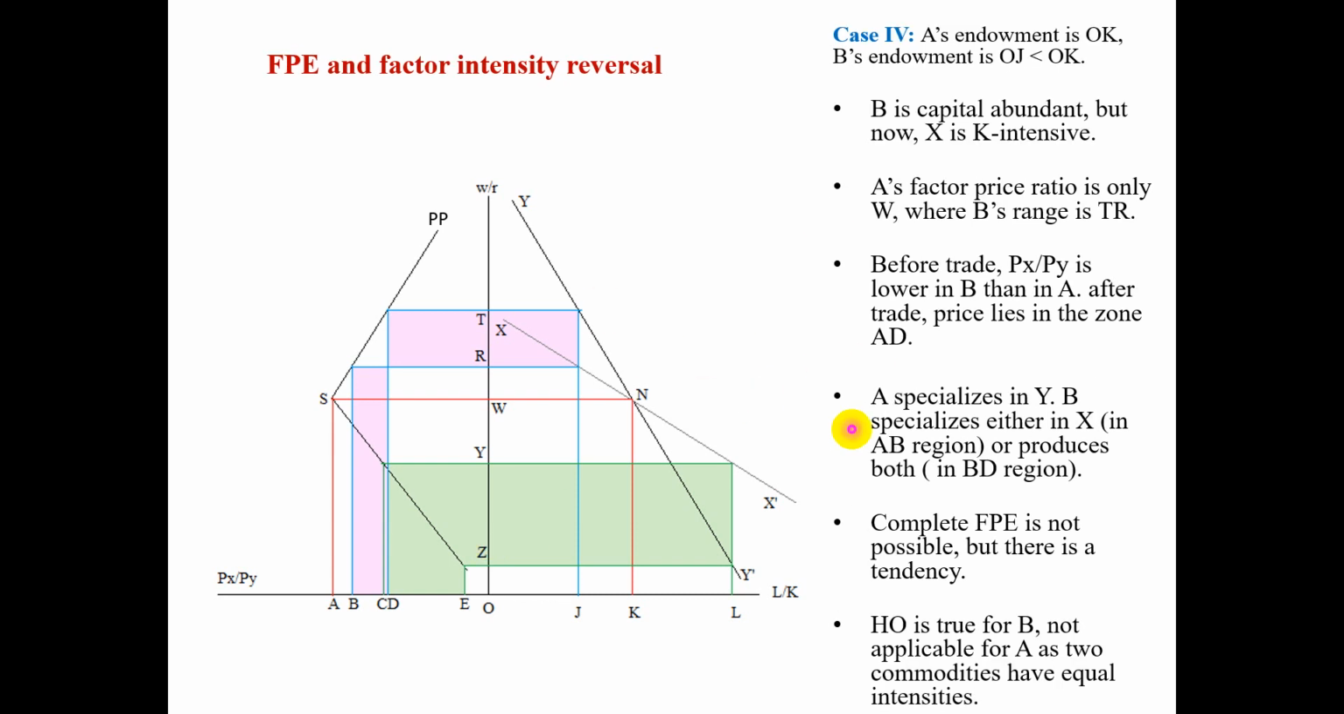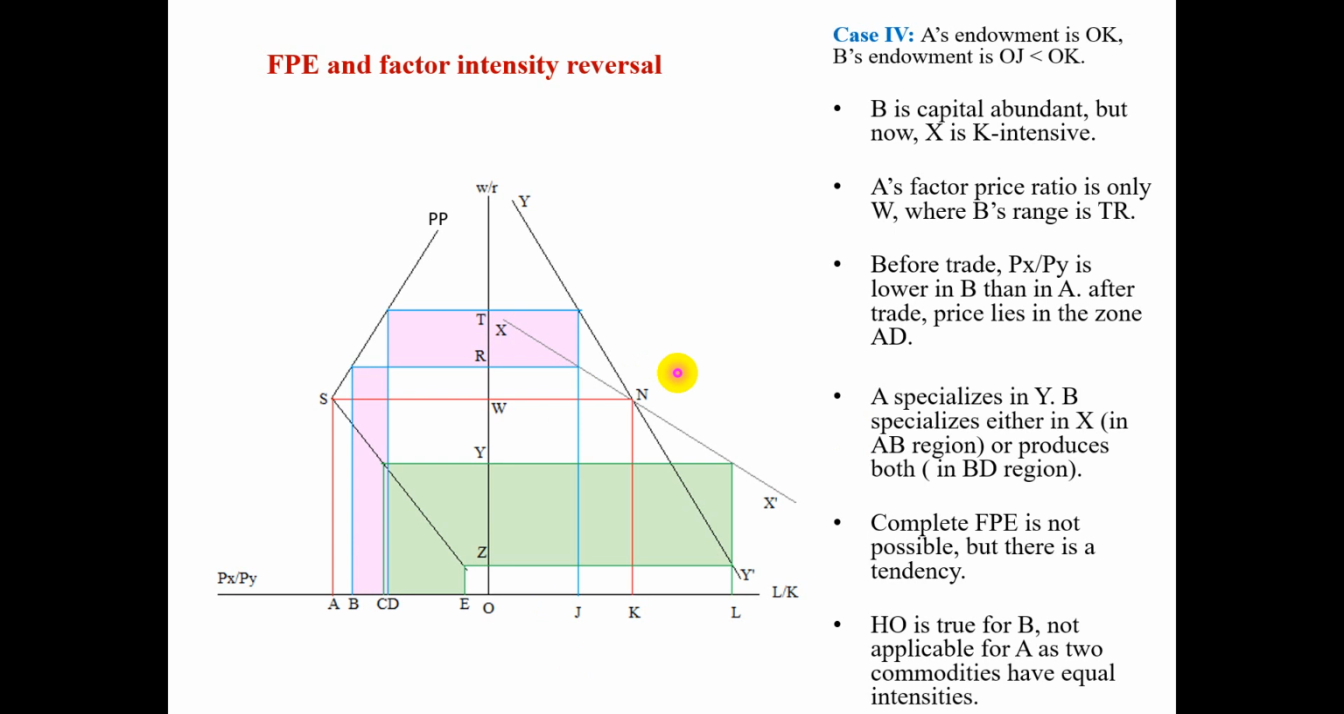Now this is actually the fourth case where once again complete factor price equalization is not possible, but there is a tendency. So once again A's endowment is OK, but B's endowment is OJ, which is less than OK. So now B is capital abundant, but X is capital intensive.